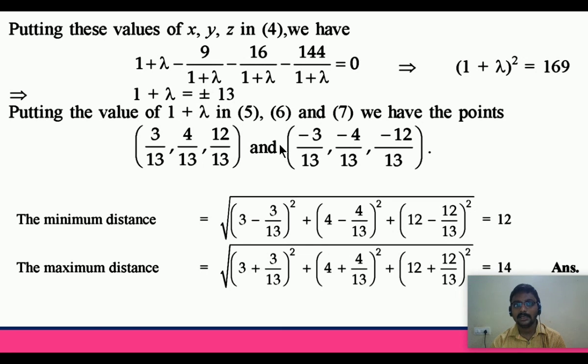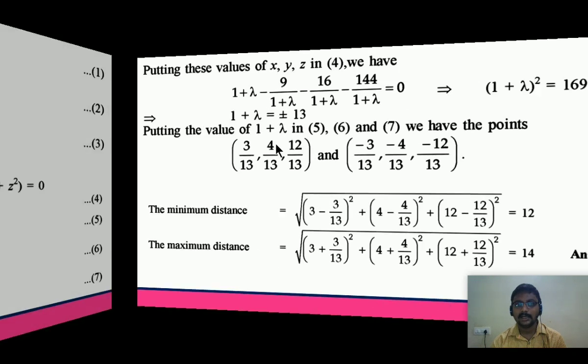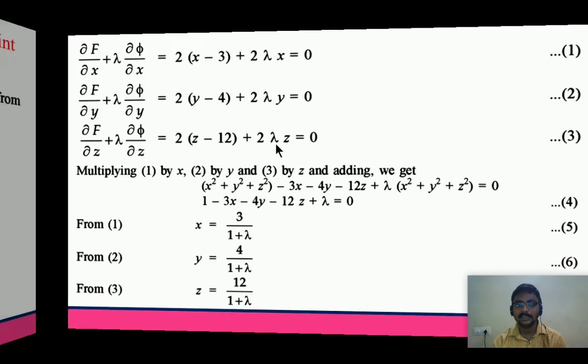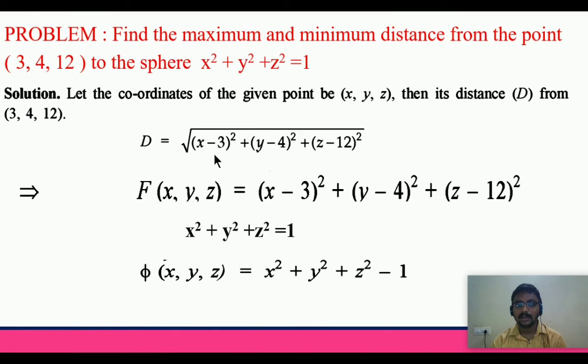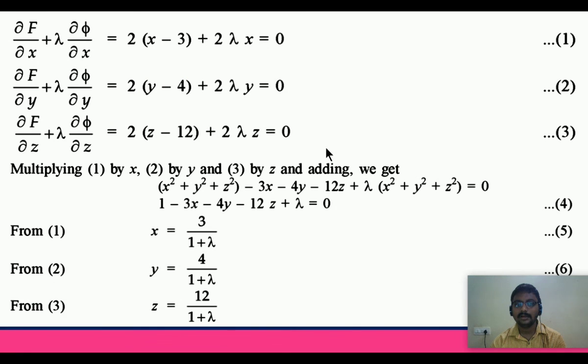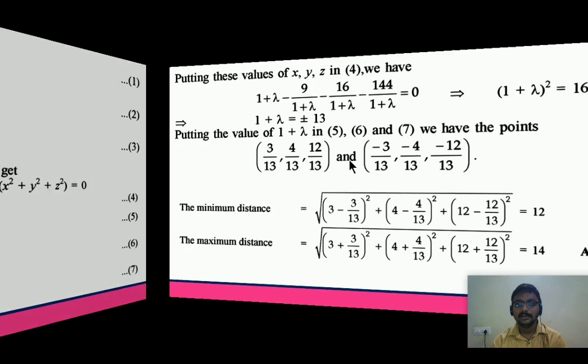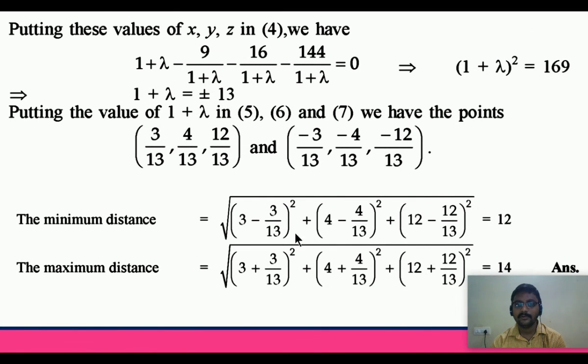Now we have to calculate the distance. The distance, we already have the formula, that is d is square root of x minus 3 whole square plus y minus 4 whole square plus z minus 12 whole square. In this we have to replace these values of x, y, z. So we will have two distances. The first value is 12 and the next value is 14. But here 12 is the minima and 14 is the maxima. So 12 is the required minimum distance from the point to the sphere and the maximum distance is 14 units.